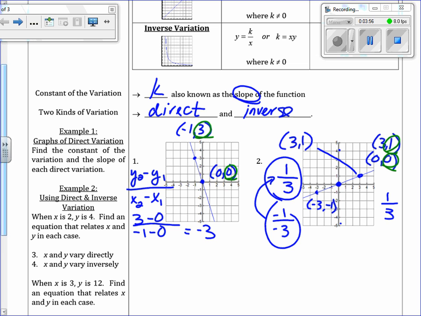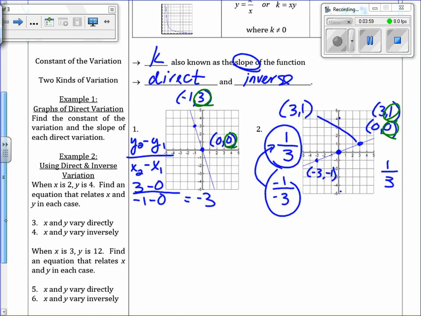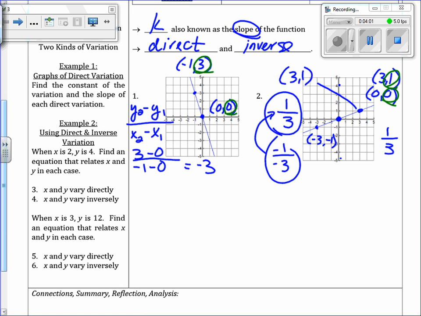Okay, so let's go ahead and look at some examples here of direct and inverse variation. Okay, when x is 2 and y is 4, find the equation that relates x and y in each case. For 3, it says when they vary directly. So for that, I'm going to say my constant equals y divided by x, or I can go ahead and say 4 divided by 2, which is going to be 2.